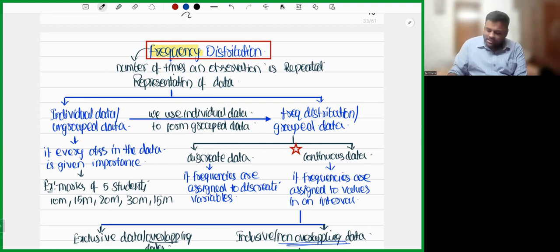Now, first, what is this frequency distribution? First, let us understand the word frequency. The frequency refers to how many times an observation is repeated. The number of times an observation is repeated is called frequency.